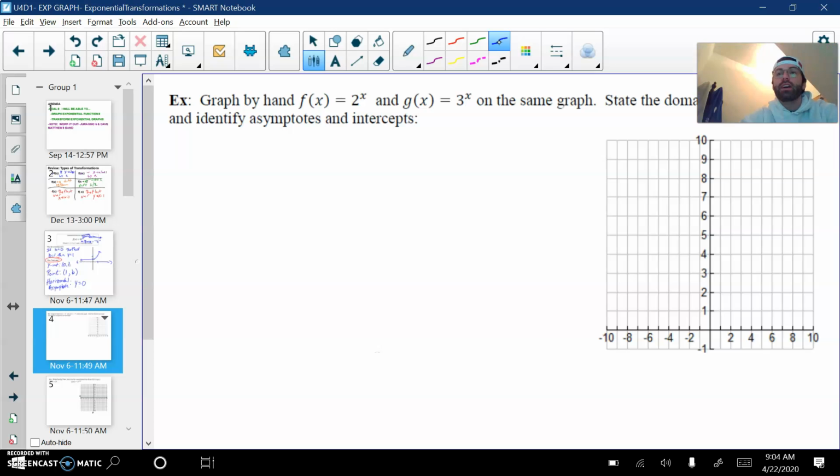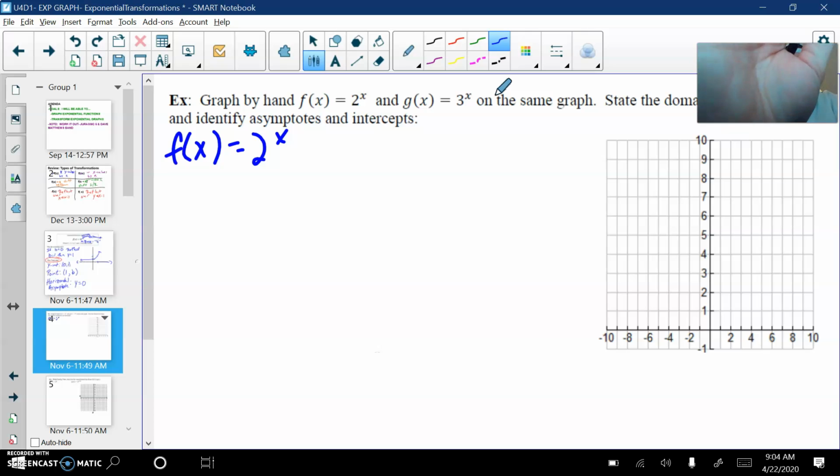So we're going to graph by hand on the same graph, say the domain and range of each, and identify the asymptotes and intercepts. I'm going to do f of x equals 2 to the x first. We're going to deal a lot with these two, 2 to the x and 3 to the x. Those are our two main exponential functions, just to keep it simple for ourselves here.